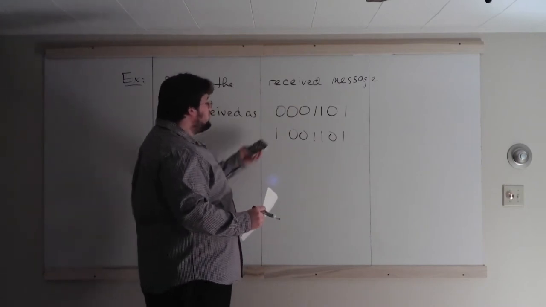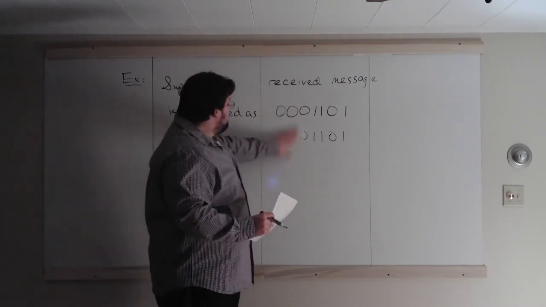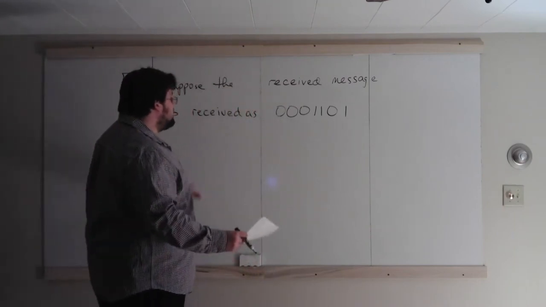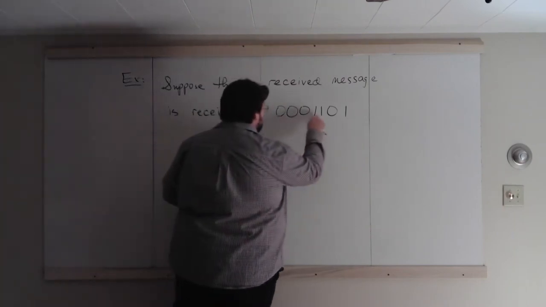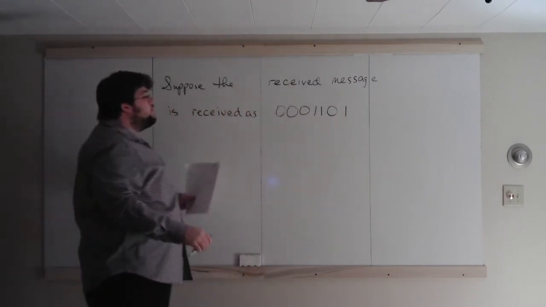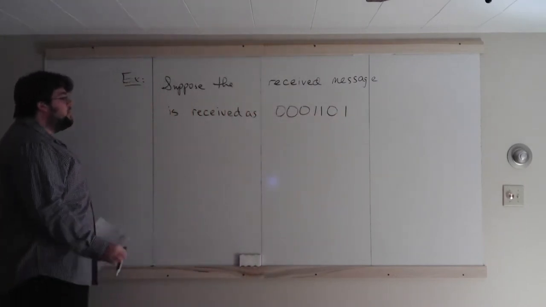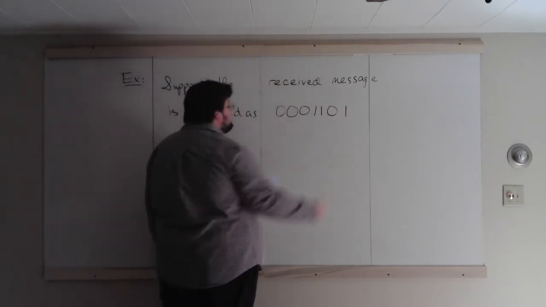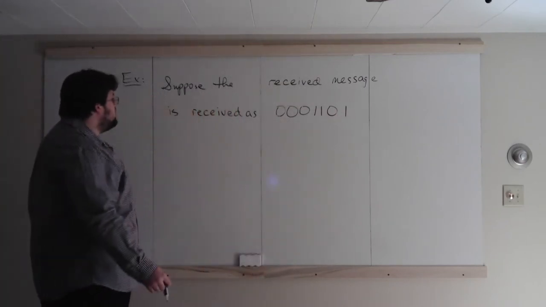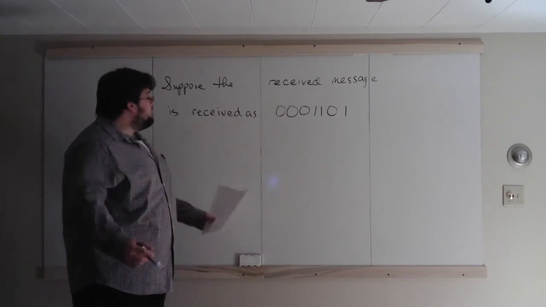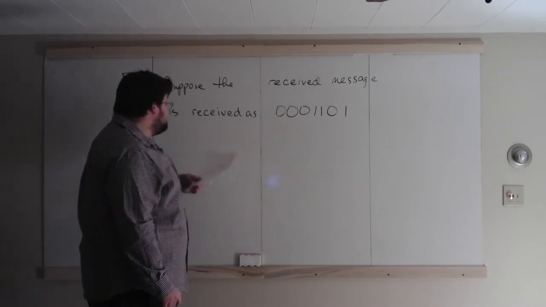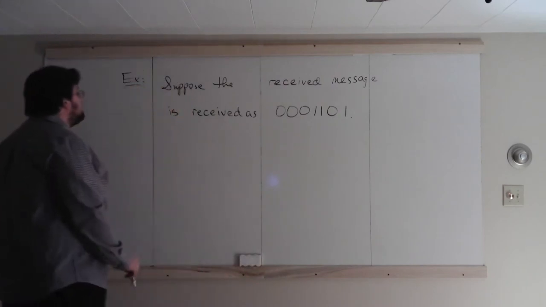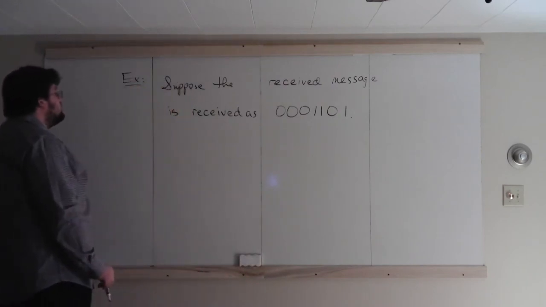But suppose we didn't know what it was supposed to be, and suppose our machine received the message as 0001101. Could this detect that error? And the answer is yes, it could detect the error, and it could detect which position the error occurs in. And all we have to do to figure that out, well, maybe I should write something to do it. With these written directions, we're just supposing the received message is received.